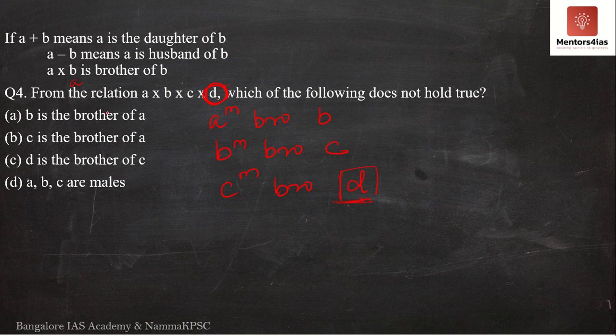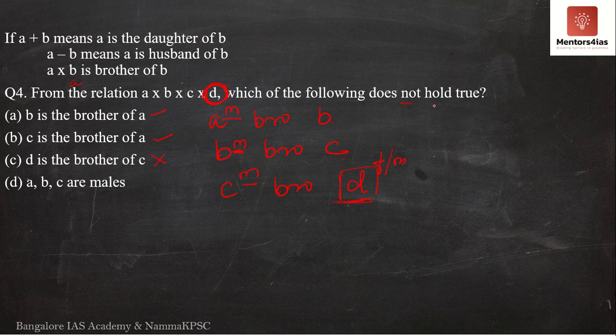So B is the brother of A. Yes, obviously, we have determined this. If A is the brother of B, B is also the brother of A. So this is true. C is the brother of A. Yes, B is the brother of A and B is also the brother of C. Therefore, C is also the brother of A. Okay. D is the brother of C. No, this we don't know. D could also be the sister of C. At the same time, A, B, C, they are all males.